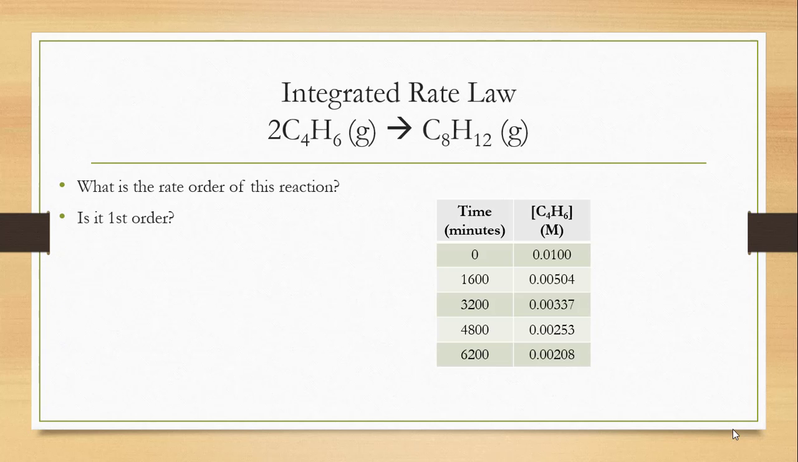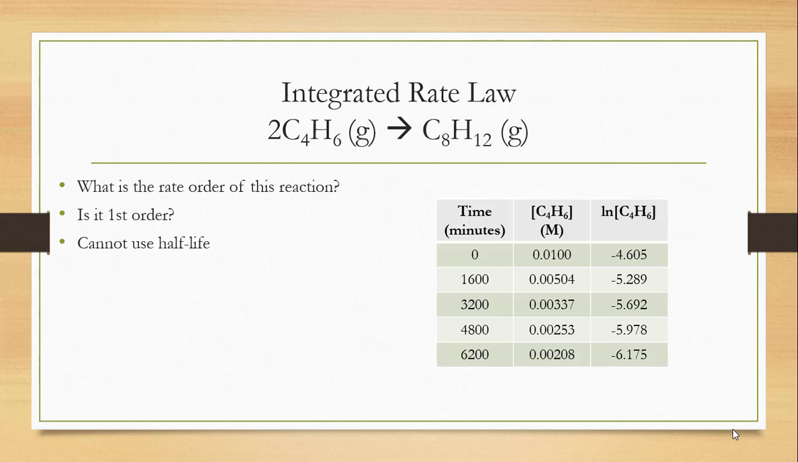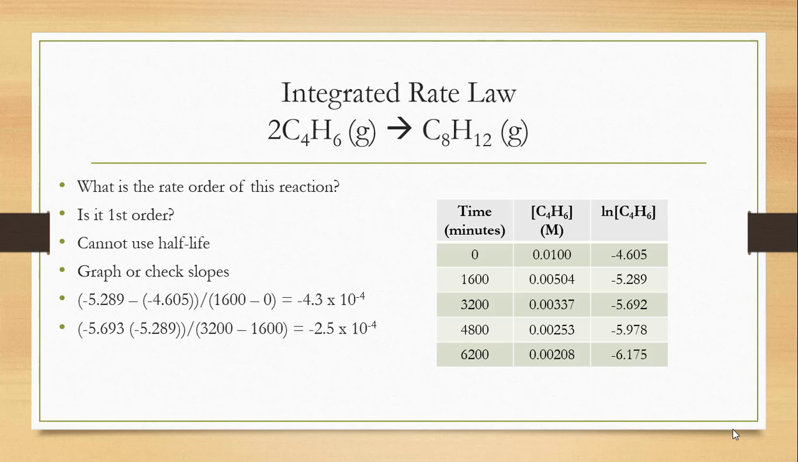Now I check, is it first order? I add a column with the natural log of the concentration of the butene. I cannot use the half-life to see if this is first order because none of the concentrations here end up being half of a previous concentration. So we either have to graph or check slopes. I'm going to go with the down and dirty, check the slopes. I'm going to use 0 to 1600 minutes first. Then I'll go 1600 to 3200 minutes. It's obvious there are two very different slopes, so it is not a straight line. Therefore, it can't be first order.